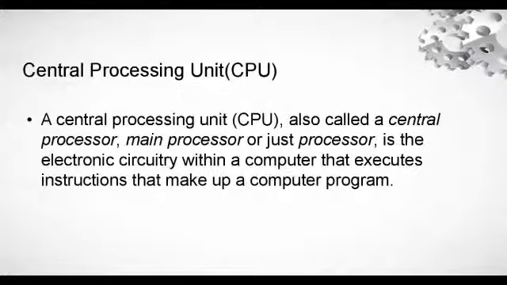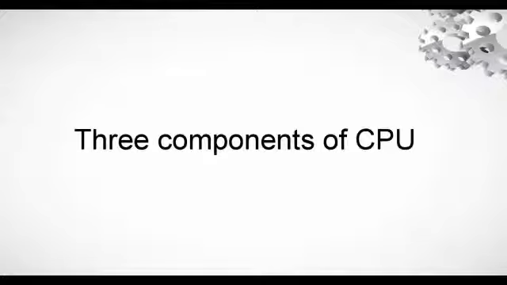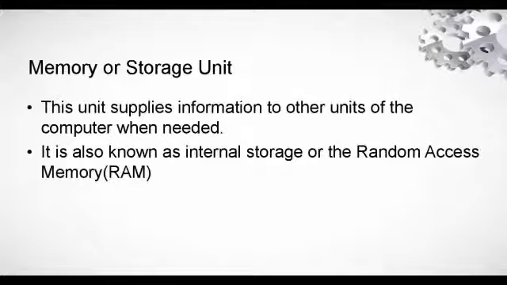The next slide is for the three components of the CPU. The first one is the memory or the storage unit. This unit supplies information to other units of the computer when needed. It is also known as internal storage or the random access memory, RAM.